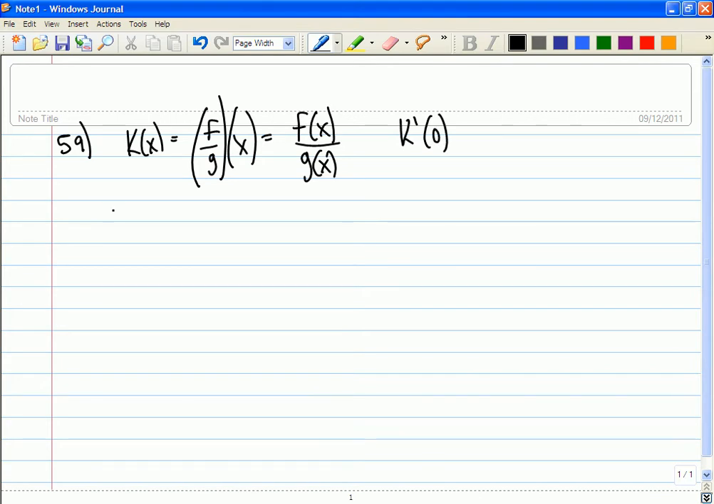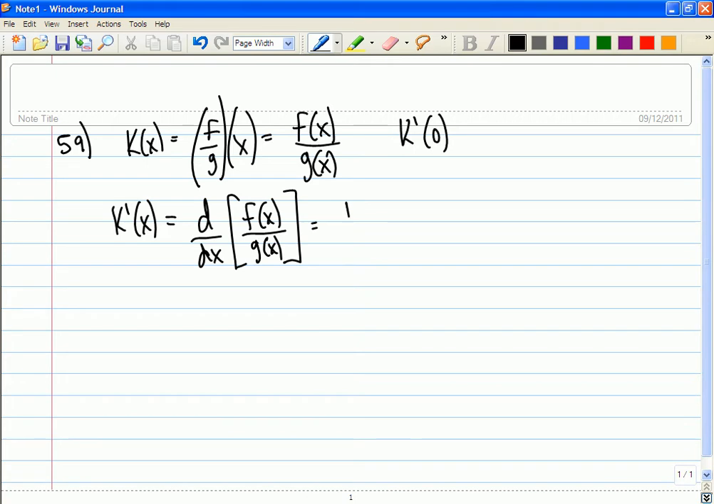So if we want to take the derivative of k, that's going to be the derivative of this thing here. So what should come to mind is that you're going to need quotient rule, which will be the derivative of the top times the bottom minus the top times the derivative of the bottom, and all over the top squared.